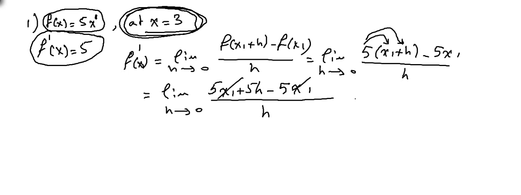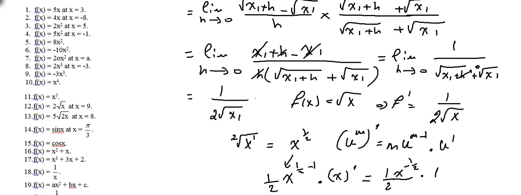5x1 minus 5x1 cancel. What is left is 5h over h, so we can divide the numerator and denominator by h. What is left is only 5. It's true. Let's go to number 2. Number 2, 4x at x equal minus 8. Same thing exactly, I will not do it.